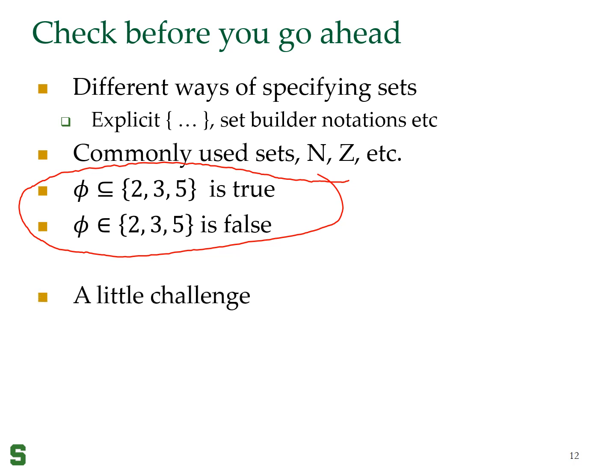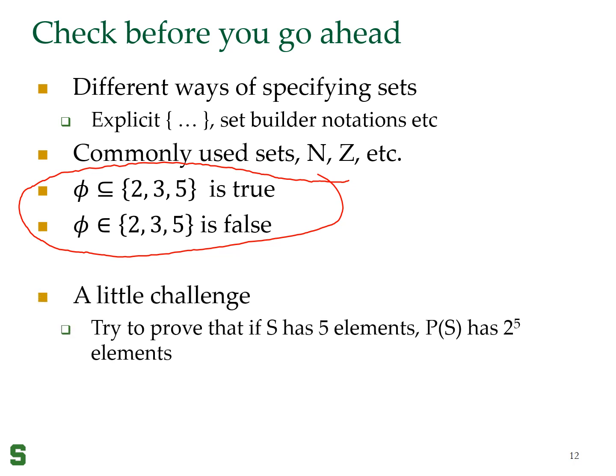A little challenge for those who are interested. Try to prove that if a set S contains 5 elements, P of S has 2 to the power 5 elements. Now you could do this by enumeration, but what I'm asking you to do is figure out what's the basic principle because of which this statement is true, and therefore it will be true for all other sets as well.